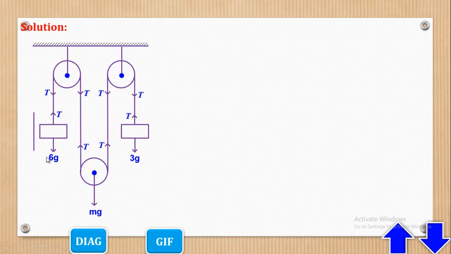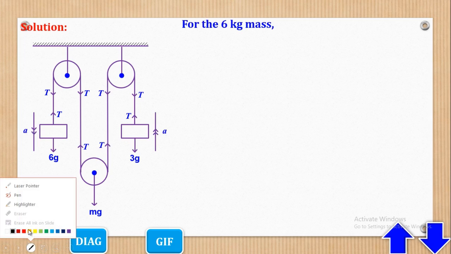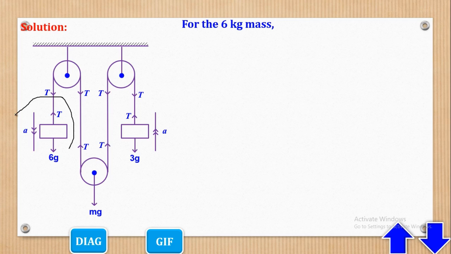So you come and say that this one moves downwards with an acceleration a and this one moves upwards with an acceleration a. Now you shall start to write the equations using F equals ma. So for the 6 kilogram mass, these are the forces. It is moving downwards, so 6g minus T is the resultant force. So you shall say 6g minus T is equal to 6a, where 6 is the mass and a is the acceleration.